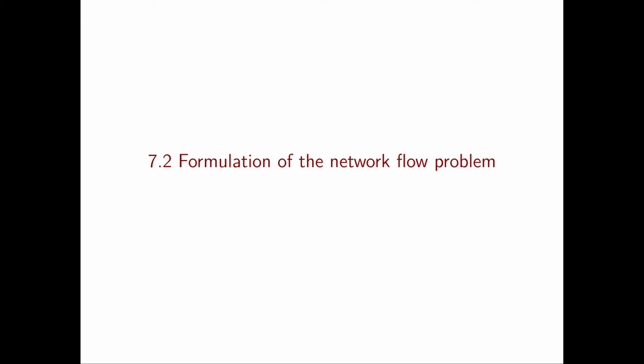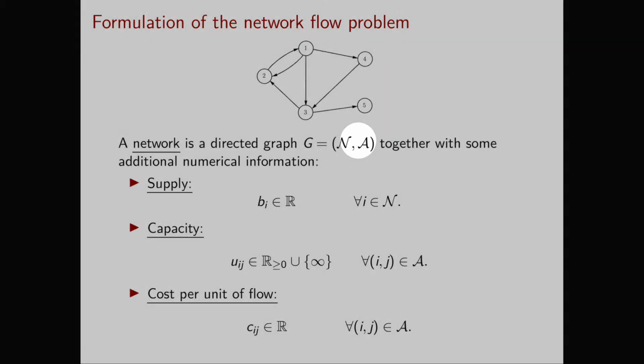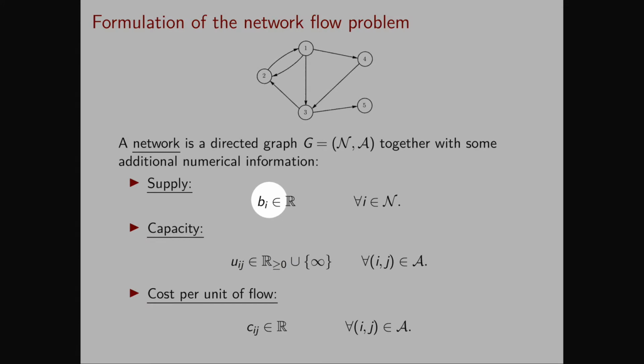The main objective of this video is to formally define the network flow problem. To do so, we start by defining what is a network. A network is a directed graph G equal to (N, A) together with some additional numerical information. The first one is the supply. The supply is a real number that we denote by b_i for every node in our directed graph.